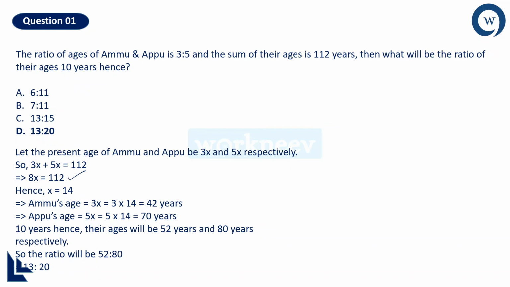From this we can find both Ammu's and Appu's ages. Ammu's age will be 3x as per our assumption, so it is 3 times 14 which is 42, and Appu's age will be 5 times 14 which is 70 years. And now the question asked is: what will be the ratio of their ages 10 years hence, means 10 years later? If these two are their present ages, 10 years later their ages will be 52 years and 80 years respectively. So the ratio will be 52:80, and if you cancel these two terms with the help of the four table, you will get 13:20 as the answer.